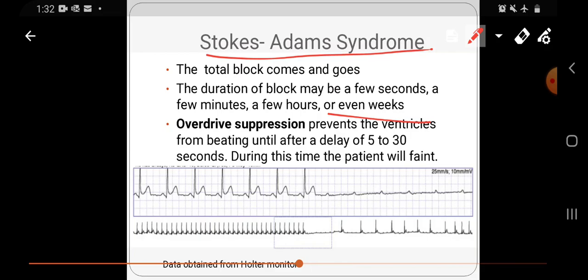Okay. هلا اللي بيصير بالستوكس آدمز إنه the patient is normal, nothing is wrong, but sometimes he will have a third degree block. يعني signals that are starting in the SA node they don't pass into the ventricles.